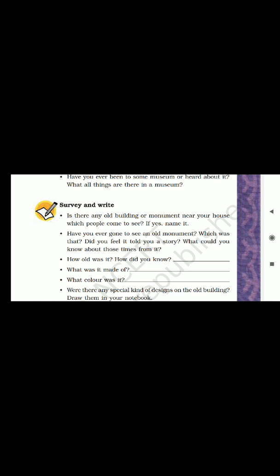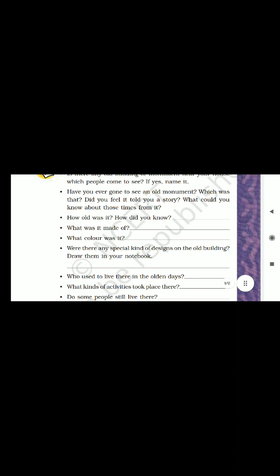What was it made of, and what colors was it? Were there any special kind of designs on the wall or building? Draw them in your notebook. If there is a unique or special design, then you have to inform it.